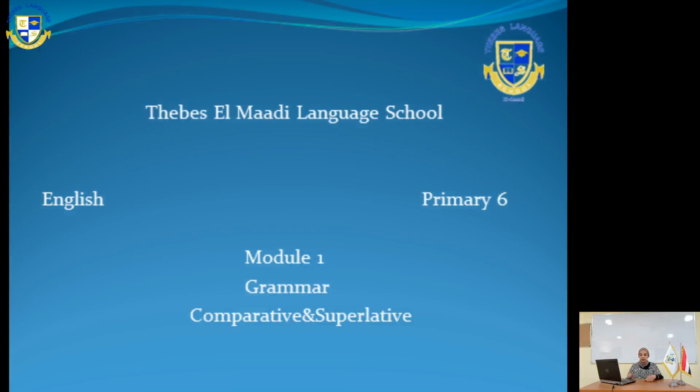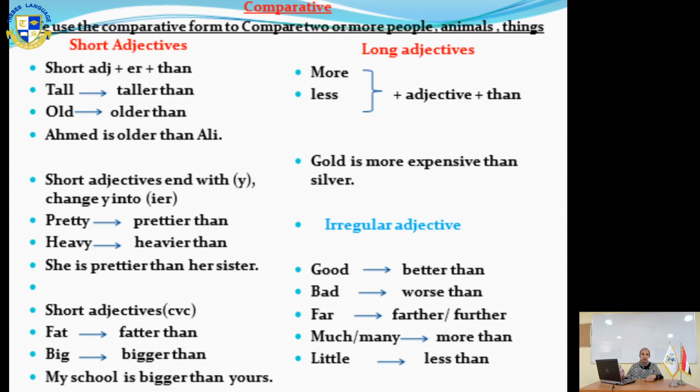Now, what if you have more than one thing and you want to compare between them? Which one is bigger, which one is smaller, which one is better for you? Let's see this in slide 2. And we are going to have today our grammar lesson, the comparative and superlative. We are going to use all the adjectives and we are going to compare between things.